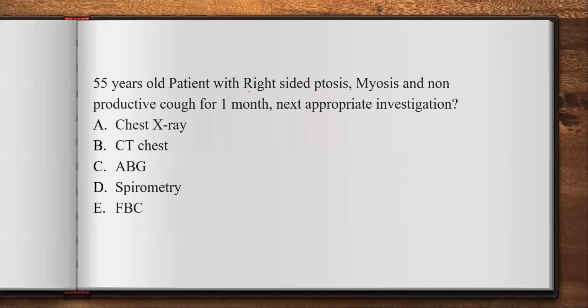A 55-year-old patient with right-sided ptosis, miosis, and a non-productive cough for 1 month. What is the next appropriate investigation? What's your diagnosis of a 55-year-old patient having a non-productive cough for a month and right-sided ptosis and miosis? What does it mean? Having unilateral ptosis, miosis, anhidrosis, enophthalmos, that means the patient has Horner syndrome, right? So Horner syndrome with cough or shortness of breath, possible chance of a Pancoast tumor, right?